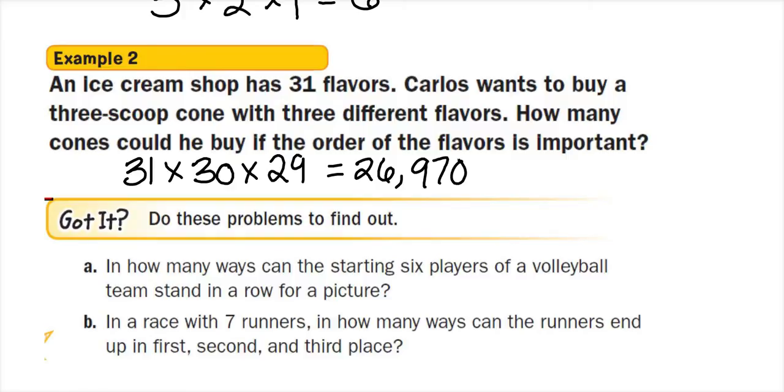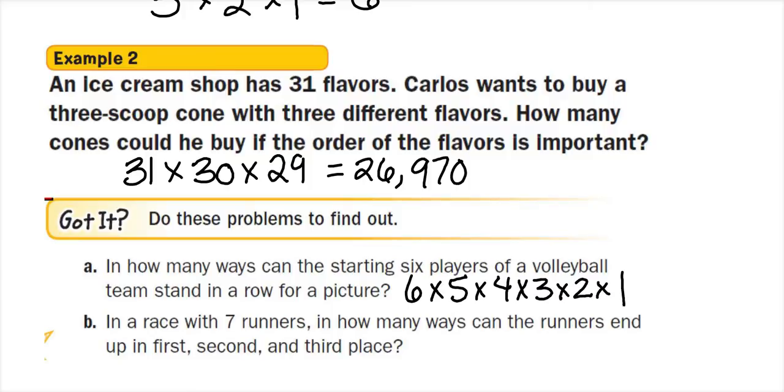So part A says, in how many ways can the starting 6 players of a volleyball team stand in a row for a picture? So if I had 6 people to pick from for the first position, so we'll say farthest to our left, as for the photographer, it would be on the left side. Okay, I have 6 different people to pick from. Once I pick that person, then I only have 5 more to pick. And then 4, and then 3, and then 2, and then 1.